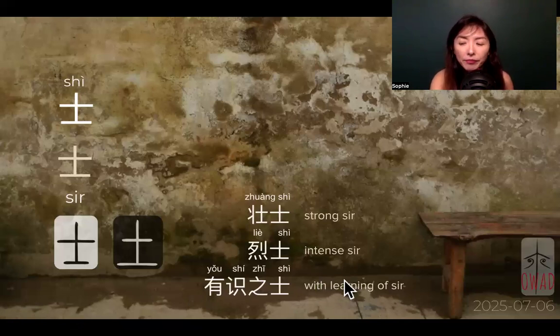So you can basically trust their judgment. So this is mostly in public discourse. The general public would regard the voices of reason and would address those people as 有识之士.